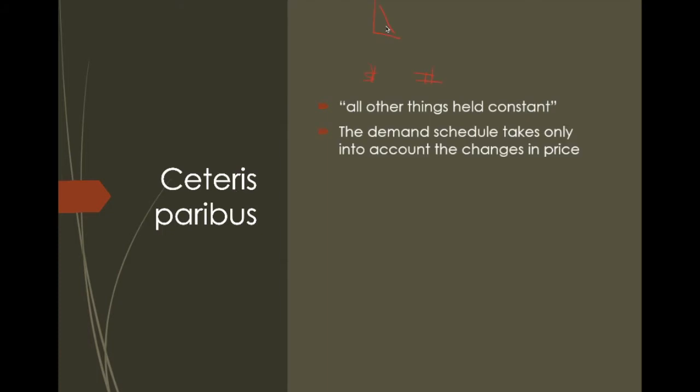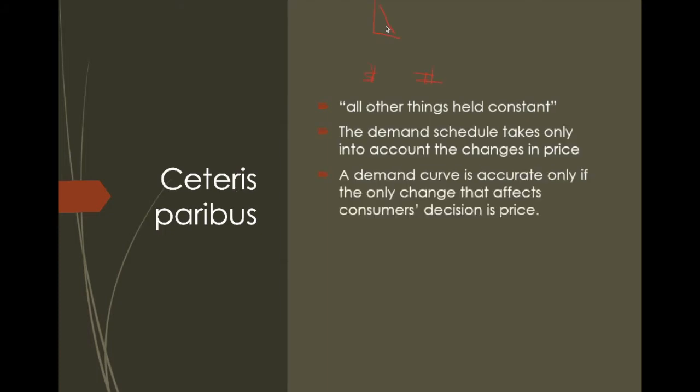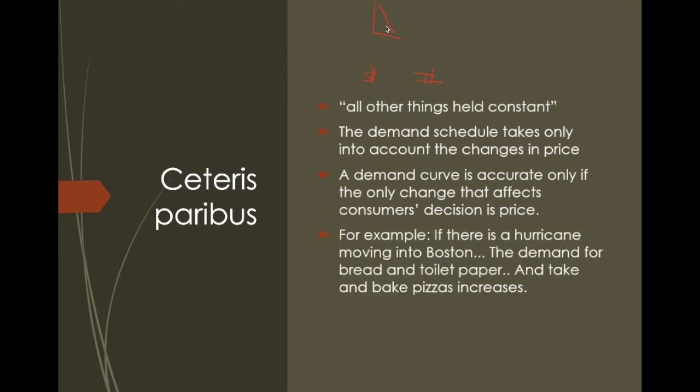So when you're looking at the demand schedule, it's only accurate if there's nothing else to consider. Nothing. But we know that's not the universe. So, for instance, if there's a hurricane moving into Boston, the demand for bread and toilet paper, or, well, a pandemic, it's definitely going to increase. And especially take big pizzas. When you know that there's news of a lockdown happening, demand is going to just increase for everything, regardless of how much it costs. Or hand sanitizer. That is how it works.